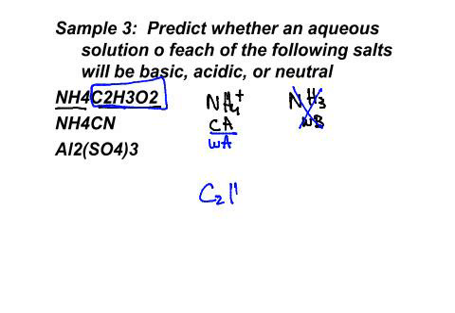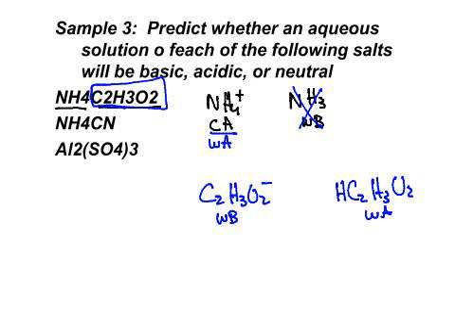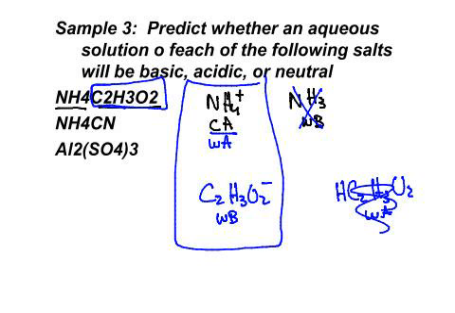So acetate, C2H3O2 negative. His partner would be acetic acid, which is a weak acid. So that makes this guy a conjugate base, a weak base. So if we have a weak base, this is what we actually have mixed together, right? Yep. We have a weak base and a weak acid.